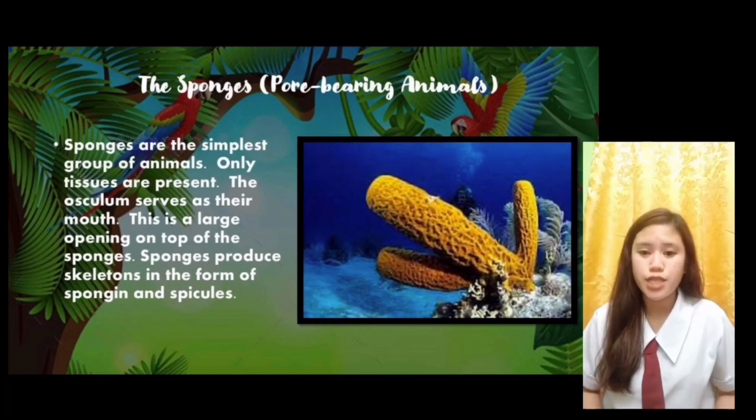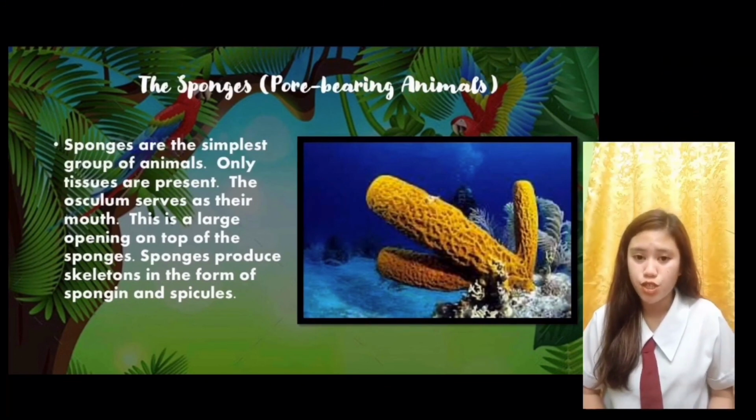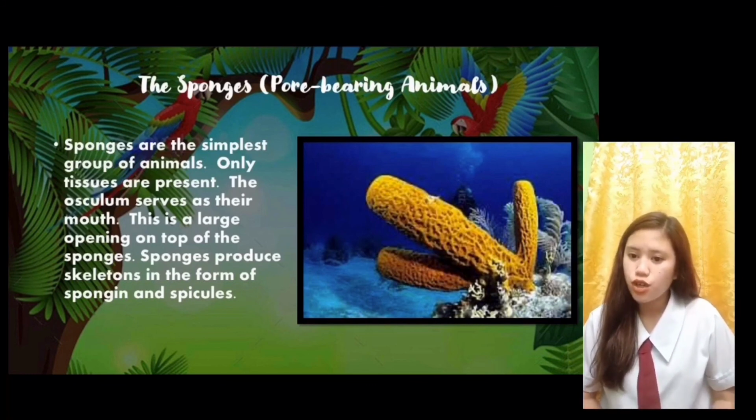So, there are some examples of invertebrate animals or animals without backbones. The first one is the sponges, pore-bearing animals. Sponges are the simplest group of animals. Only tissues are present. The osculum serves as their mouth. This is a large opening on top of the sponges. Sponges produce skeletons in the form of spongin and spicules.